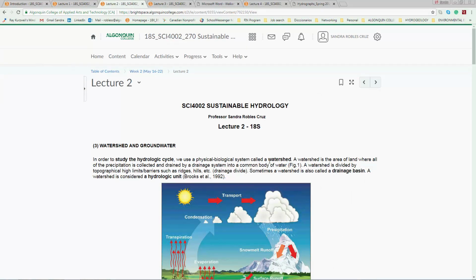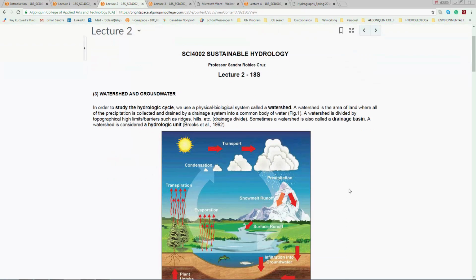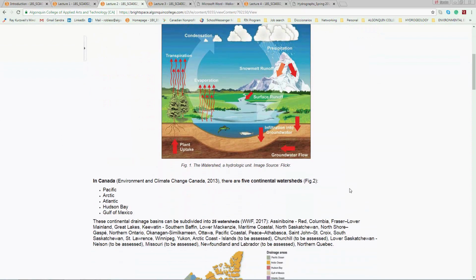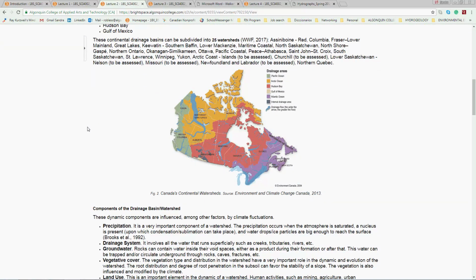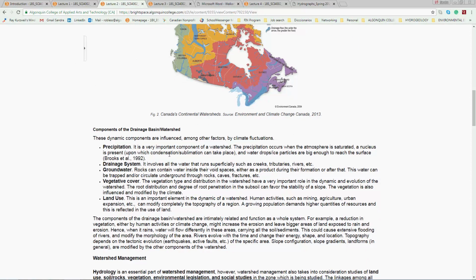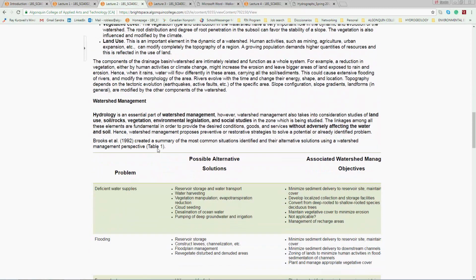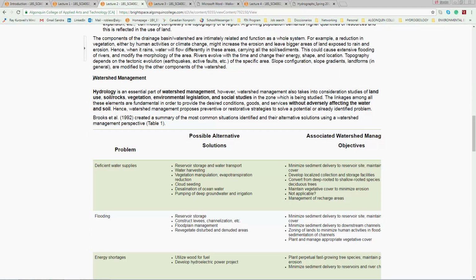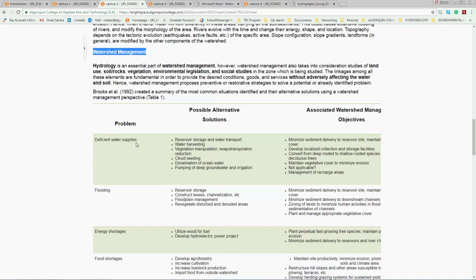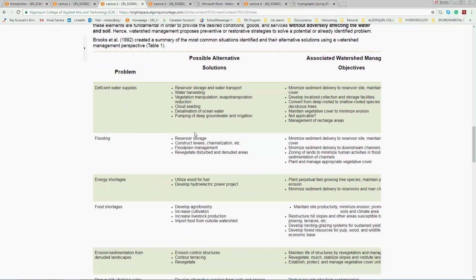For lecture 2, for week number 2, you can review the summary in lecture 2, and please read it through again. This is a continuation of the basic concepts of hydrologic cycle from week 1. Review these definitions, and also please, this is the most important point of week number 2. Review please the concept of watershed management. For example, if you have a problem like deficient water supplies, what could be the possible alternative solutions? Or if you have a flooding, what could be the potential solutions?